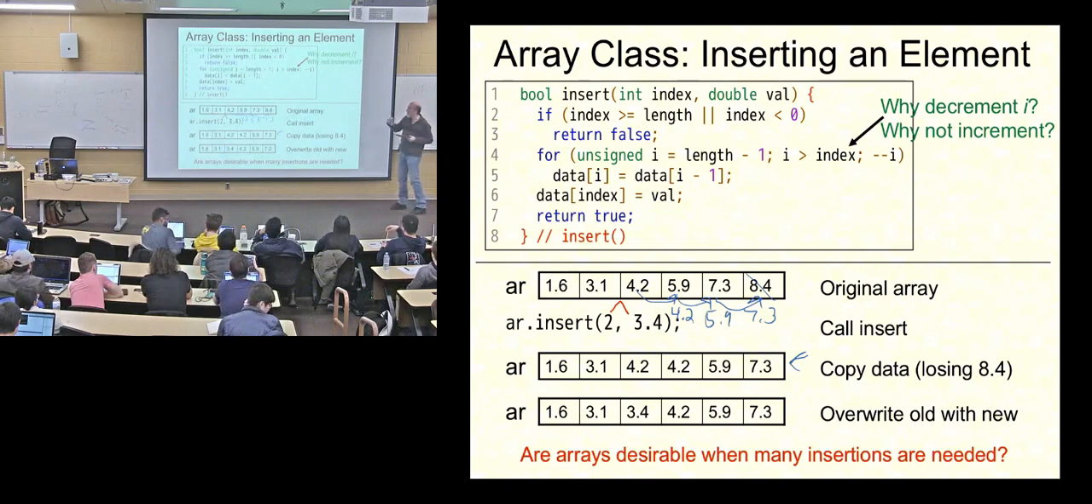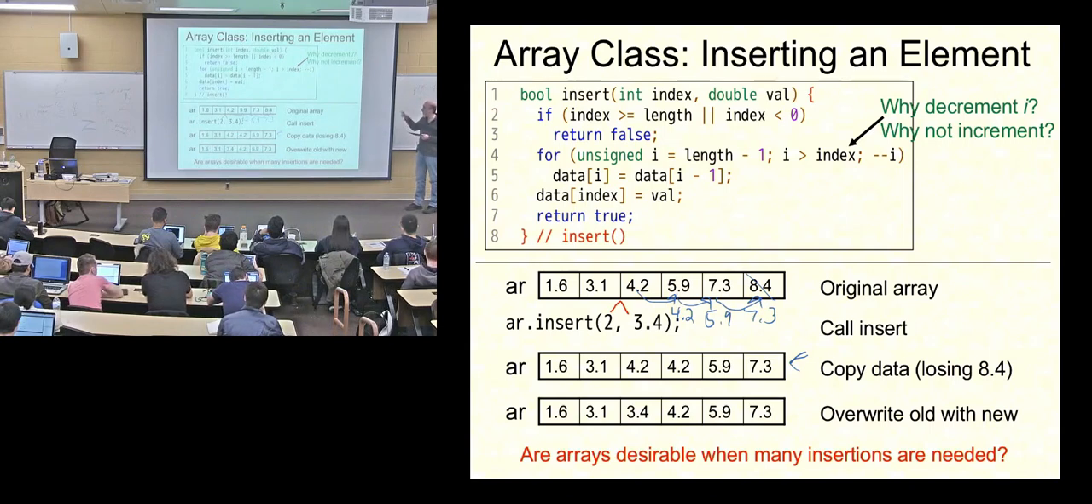Yeah, I'd be losing values. I'd say 4.2 overwrites 5.9, which loses 5.9, so I've got to make a temp variable. I've got to remember 5.9, then overwrite it, then I've got to remember 7.3 and overwrite that. I'd have a bunch of temp variables and more complicated code. So it's just a lot simpler to go from the right end and overwrite each value one at a time than have temporary variables.